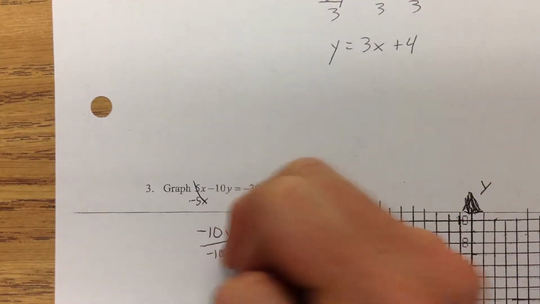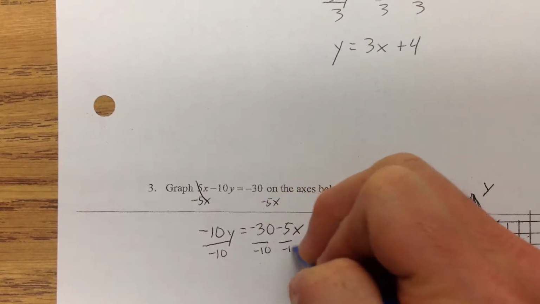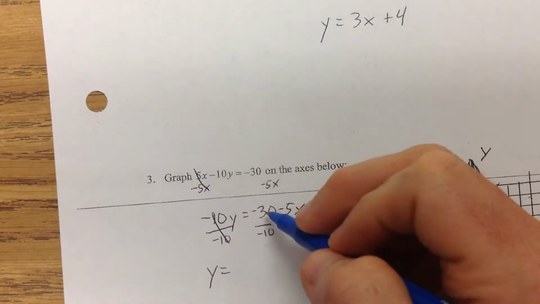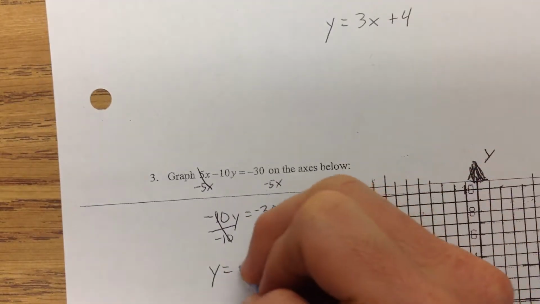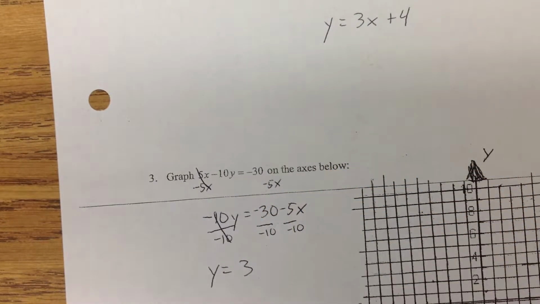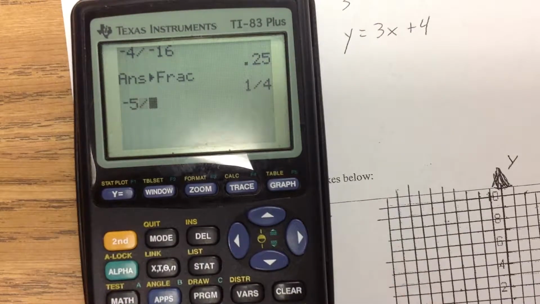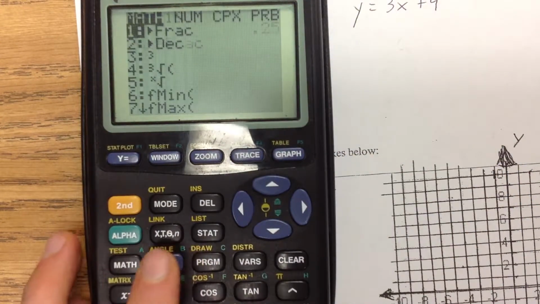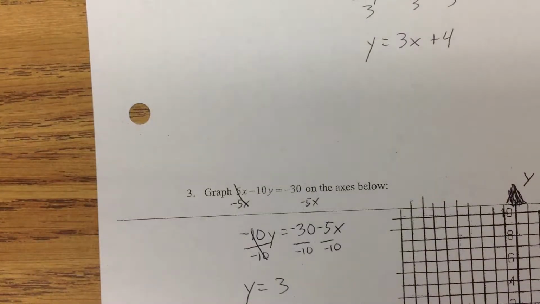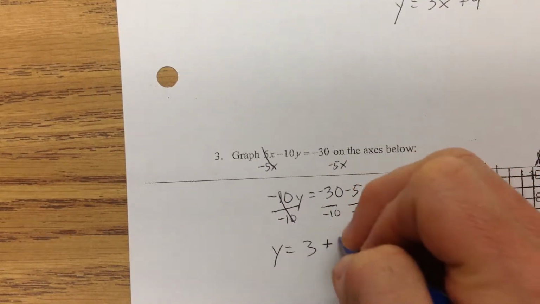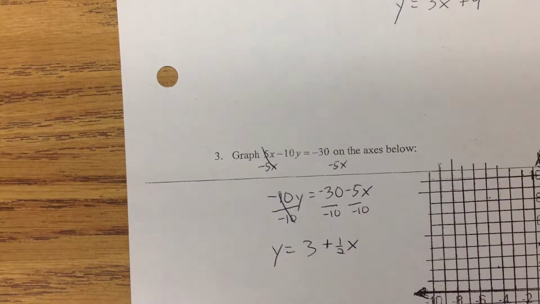Divide everything by negative 10. Those will cancel out. And we get y equals negative divided by a negative is going to become a positive 3. And then again, a negative divided by a negative here. If you do negative 5 divided by negative 10, you get a positive 0.5, which will math frac back to 1/2. So this is 3 plus 1/2 x.